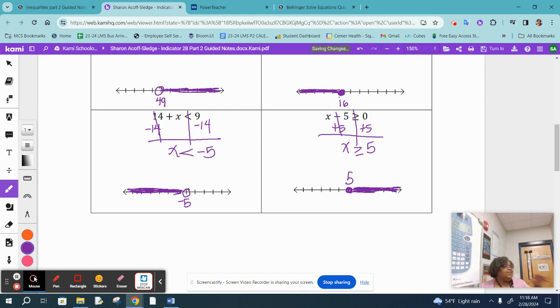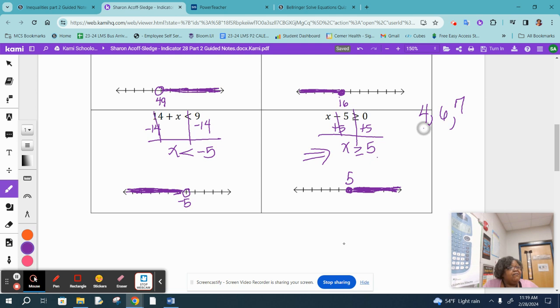So now let's look at this. If I gave you this inequality, x minus 5 is greater than or equal to 0, and you got a solution of x is greater than or equal to 5, and I gave you these numbers and asked which ones are solutions, which ones would be solutions? So what are you looking for? You're looking for numbers that are greater than or equal to 5.